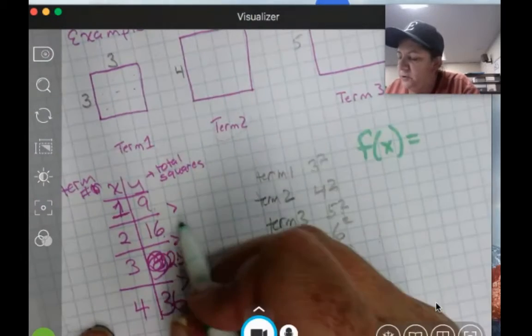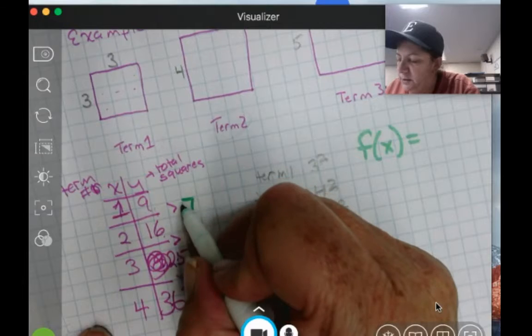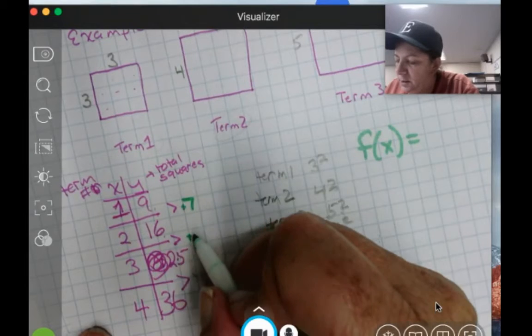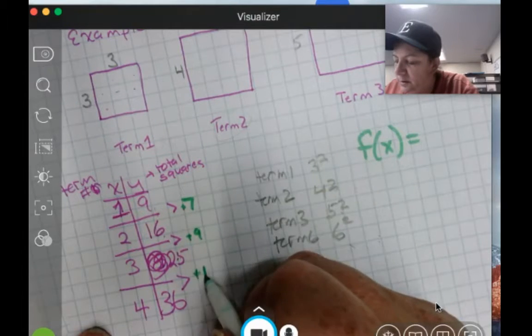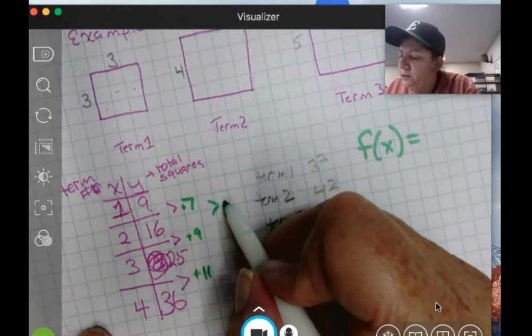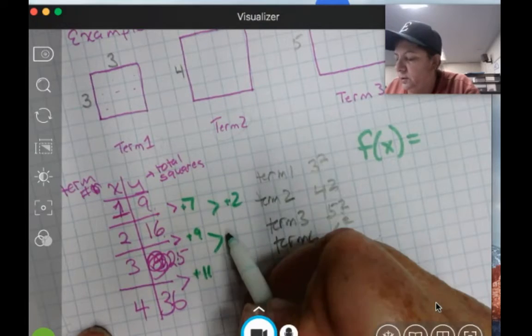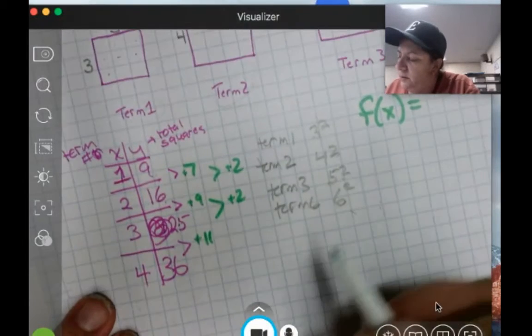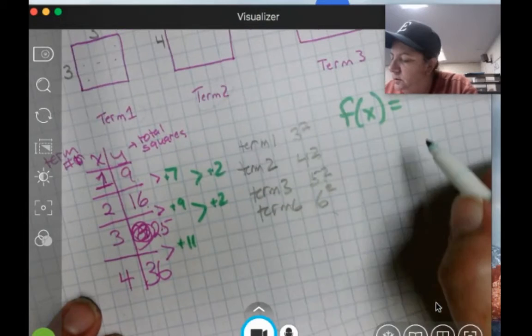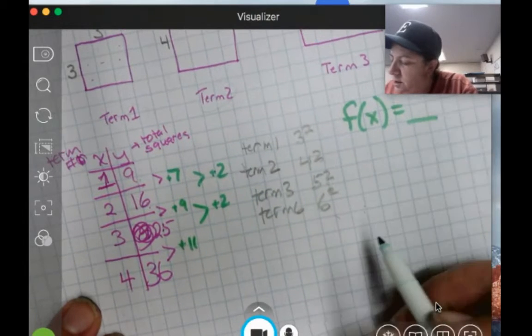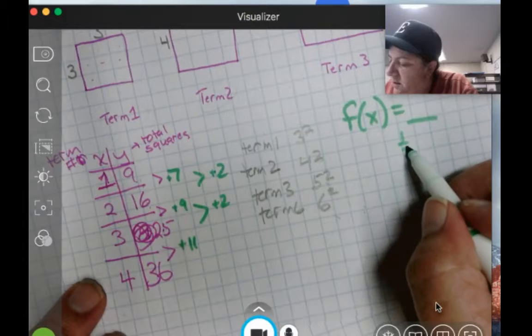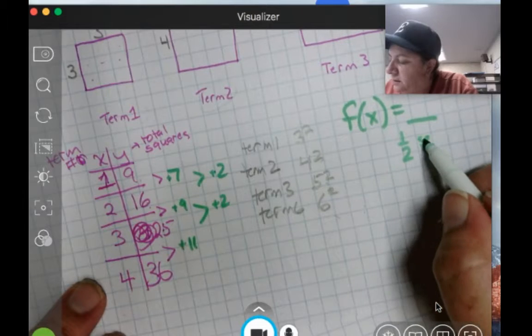So let's do our first and second differences. You already did that, right? Plus 7, plus 9. This is probably plus 11. Yep. Then our second differences are plus 2. So we know it's a quadratic. And then remember how I said that you're going to use 1/2 of the second difference.